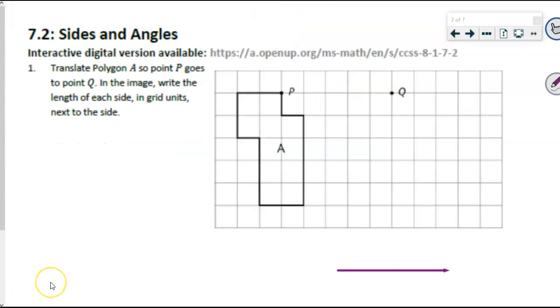Okay, moving on from the warm-up. What we're going to be doing now is practicing some transformations. It says translate polygon A, so point P goes to point Q. That means this point is going to move all the way over here to Q. When we're doing translations like this, we can represent that translation with a vector. I just drew that vector.